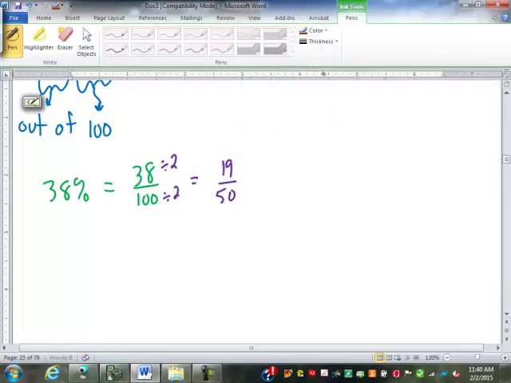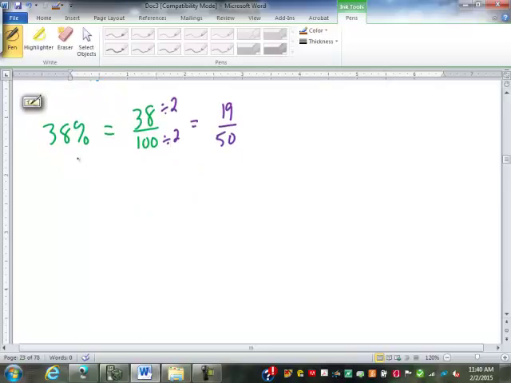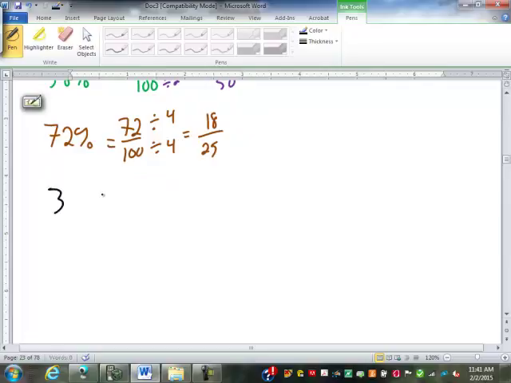So let's look at some examples. Let's say we have 72%. Of course, that's going to become 72 out of 100. Both of those can be divided by 4 to give us 18 out of 25. Let's make it a little bit more difficult. Let's go 335%. Well, likewise, that's just going to be 335 out of 100.